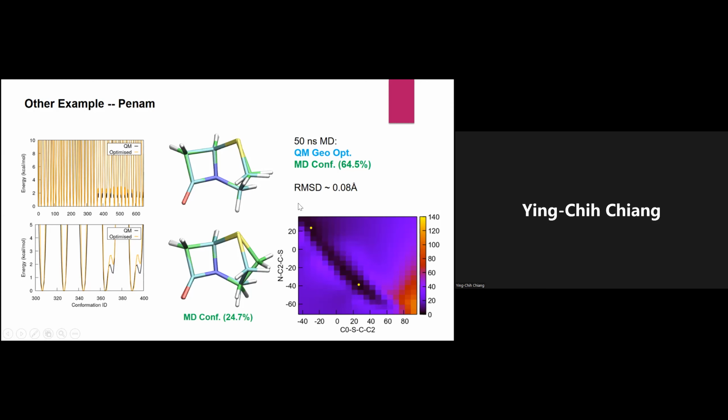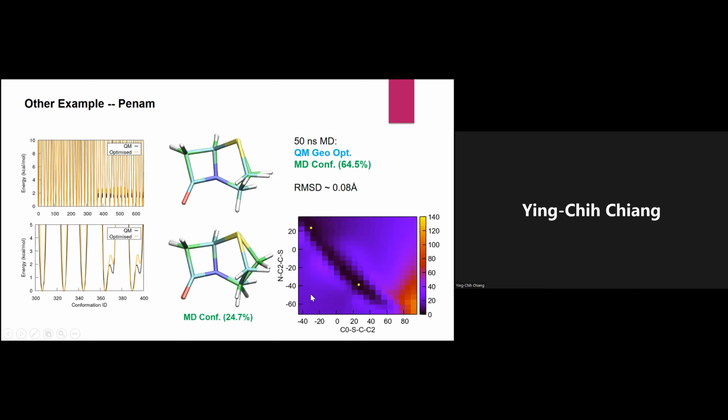And then the interesting thing is we found that there is a second cluster. The major cluster is the same as the quantum geometry, but the second cluster is a bit off. So basically you have two dihedral angles, this single bond and this single bond, and they can rotate simultaneously. And once that occurs, you can bring one conformation to the other.